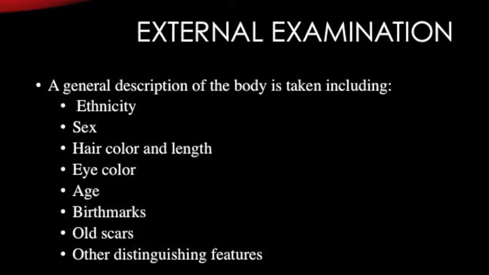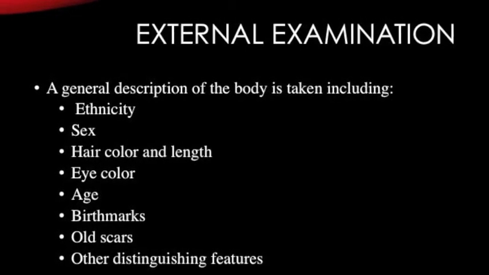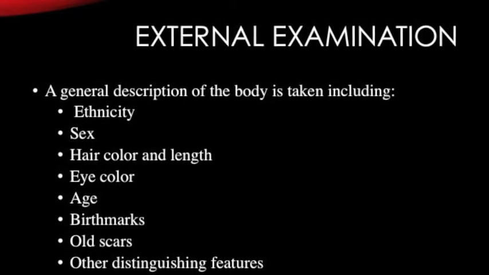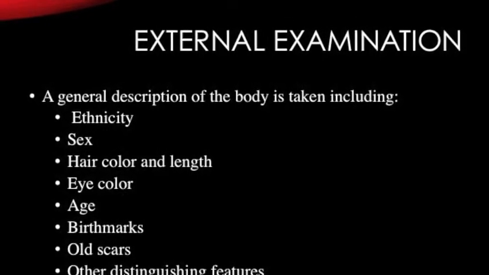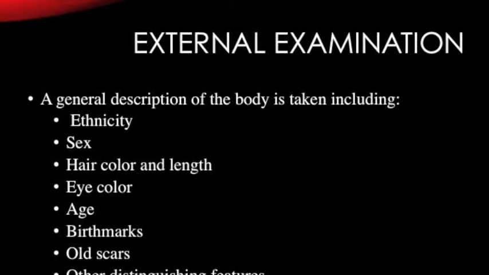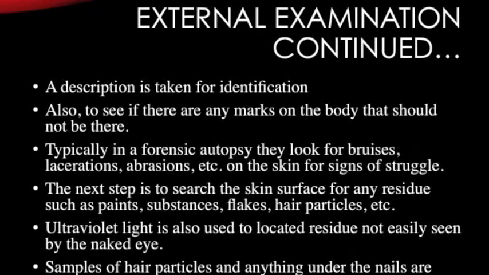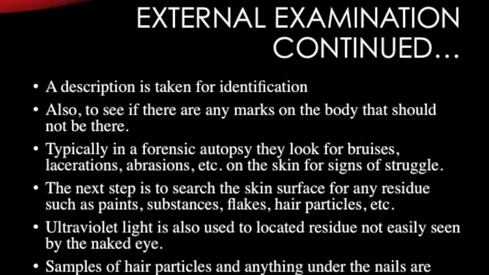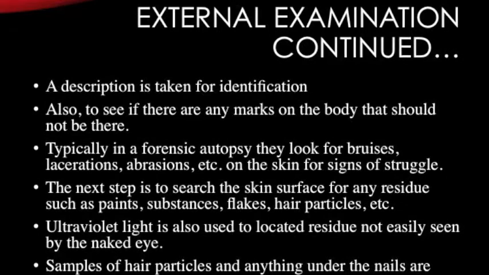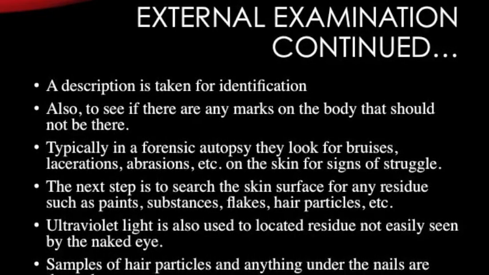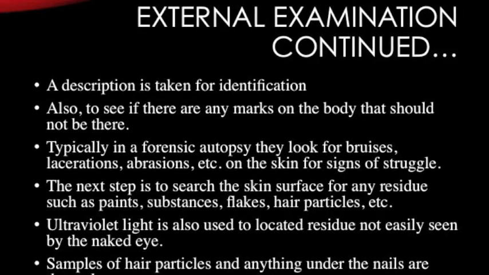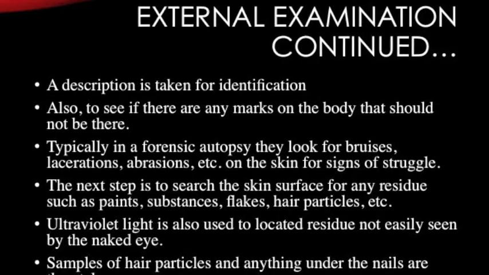External examination. A general description of the body is taken, including ethnicity, sex, hair color and length, eye color, age, birthmarks, old scars, and other distinguishing features. External examination continued. A description is taken for identification, also to see if there are any marks on the body that should not be there. Typically, in a forensic autopsy, they look for bruises, lacerations, abrasions, etc. on the skin for signs of struggle.